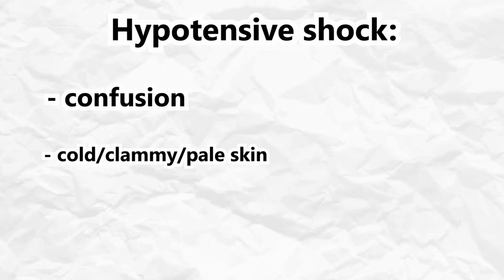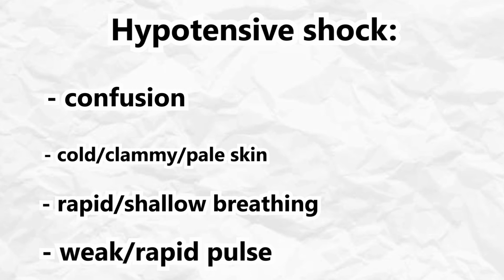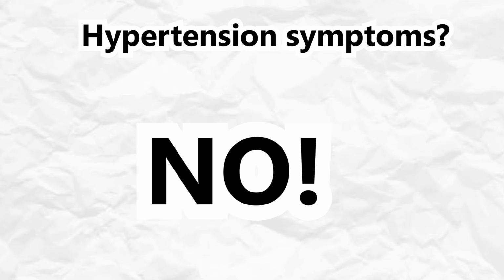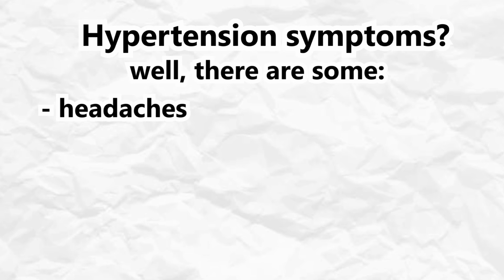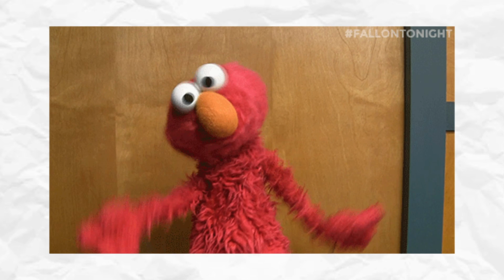Hypotension can cause dizziness, lightheadedness, fainting, blurred or fading vision, nausea, fatigue, and lack of concentration. However, in serious cases such as hypotensive shock, it can cause confusion, cold, clammy, or pale skin, rapid or shallow breathing, weak or rapid pulse, and even organ failure. Hypertension, however, does not have any symptoms and is called the silent killer. It may be accompanied by headaches, nosebleeds, or shortness of breath, but these may be shrugged off.